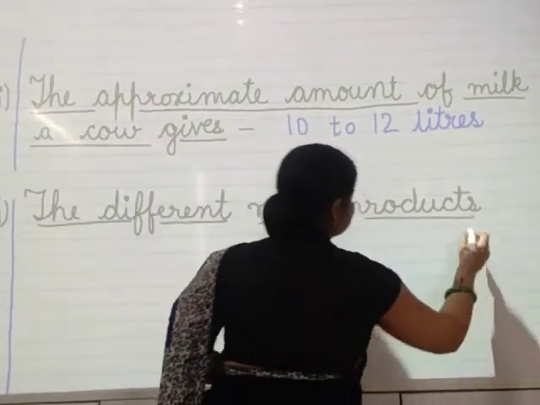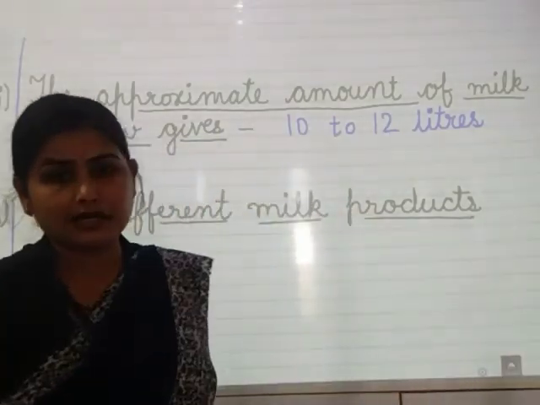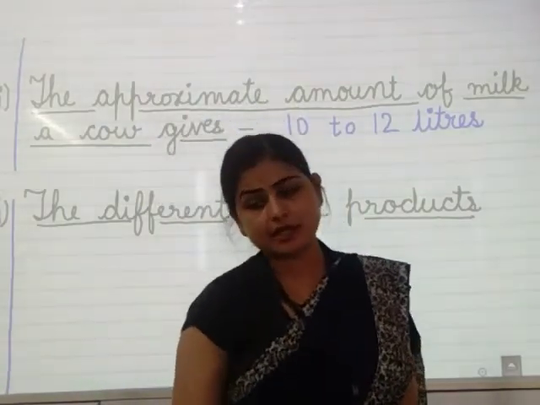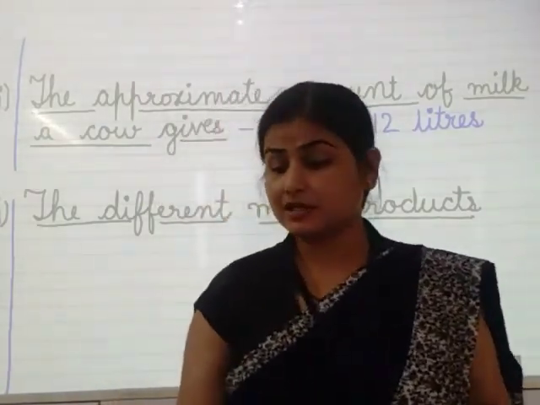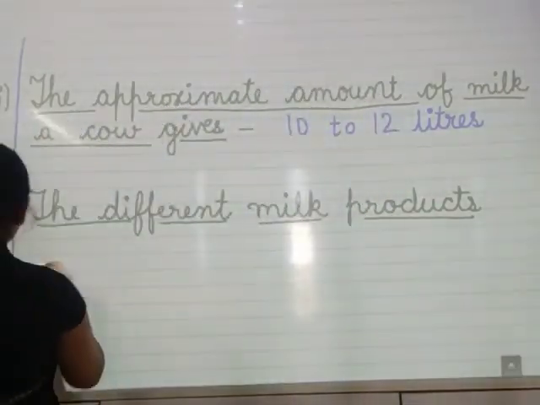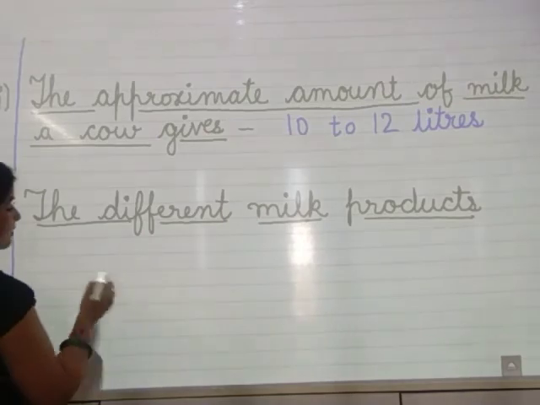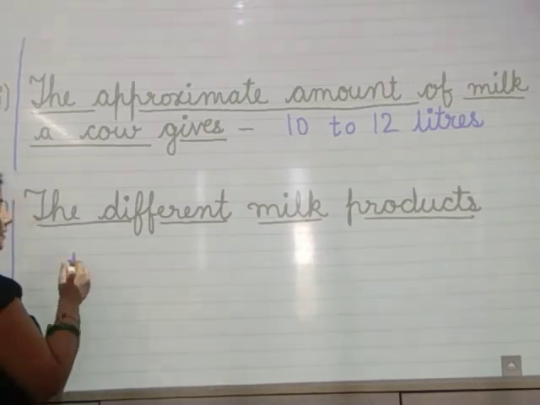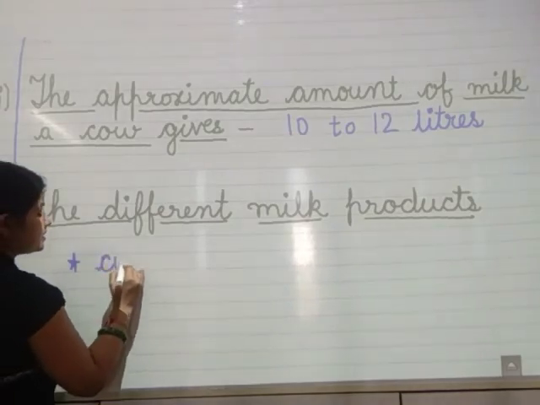Okay. Milk is used for making chocolates. It is used for making curd. It is used for making ice cream. It is used for making ghee, cheese, butter, sweets. There are many things that we can prepare out of milk. So I am writing here with a star. Milk is used for making curd.